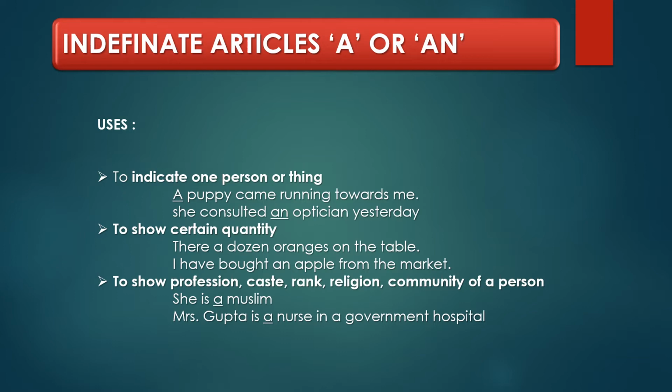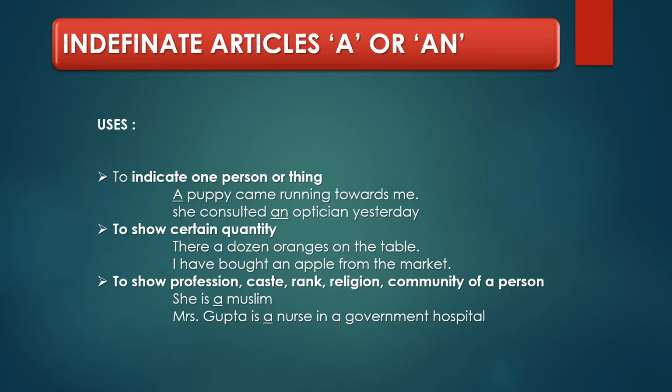Right? Okay. Next, to show certain quantity. There are a dozen oranges on the table. Okay, a dozen is expressing the quantity of oranges. Next, I have bought an apple from the market. An apple, I have bought an apple means I have bought one apple from the market.